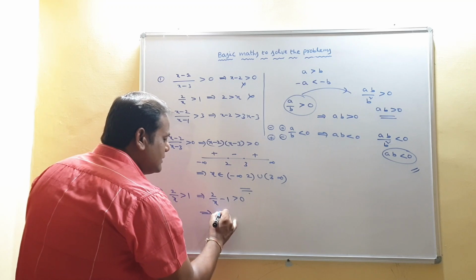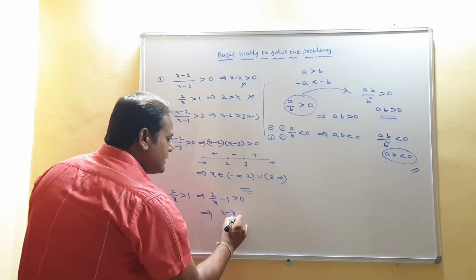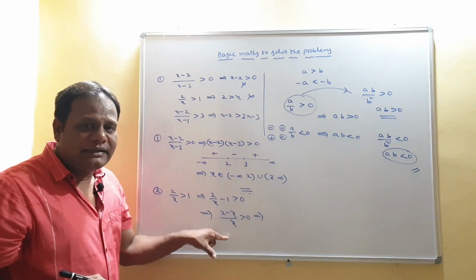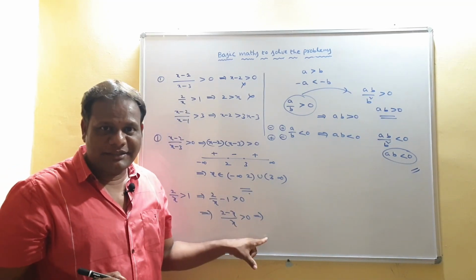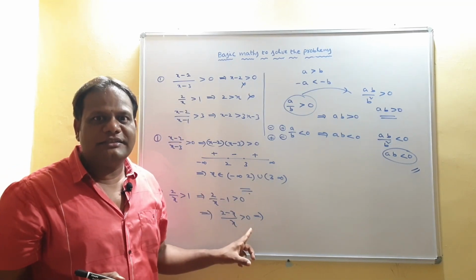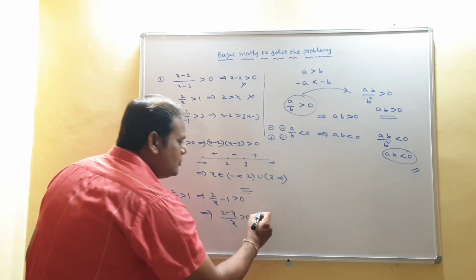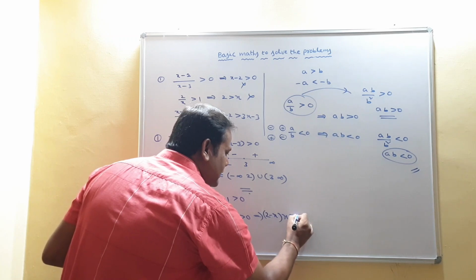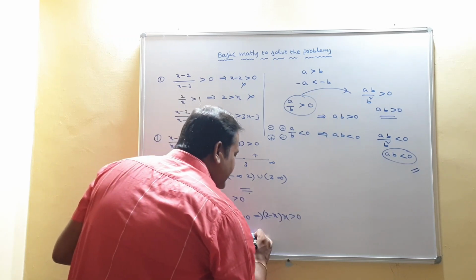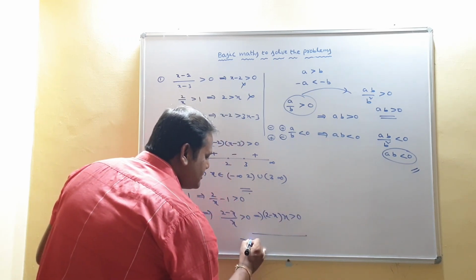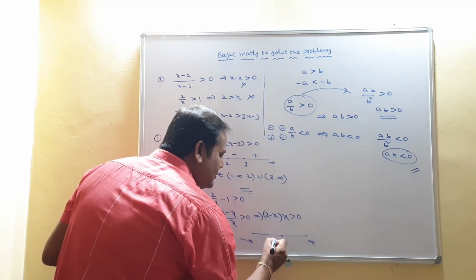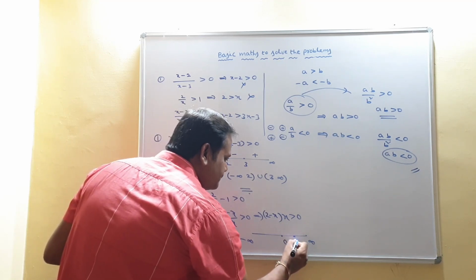So you simplify this. What you get? 2 minus x by x greater than 0. Once you observe this, is it like a by b greater than 0? So if a by b greater than 0, what we do? We write a into b greater than 0. So it is 2 minus x into x greater than 0. Here again you take the real line, minus infinity and infinity. The x values are, one is 0 and the other is 2.